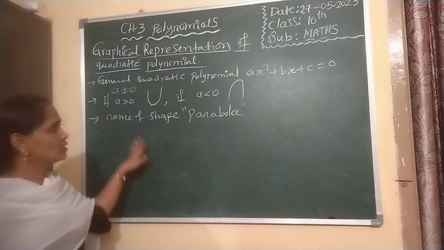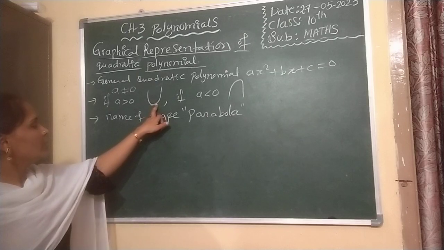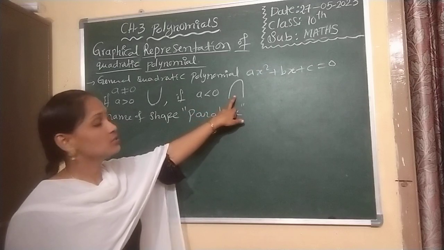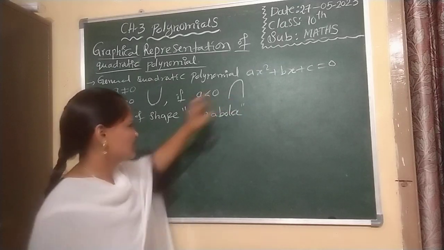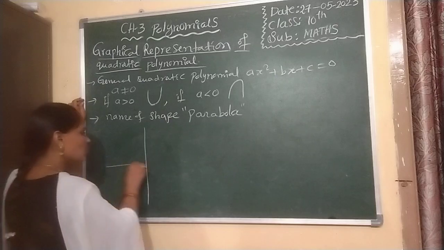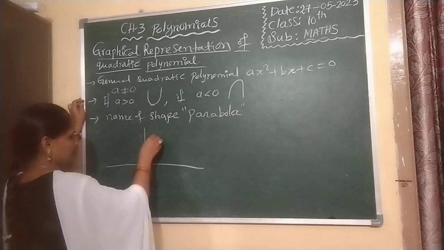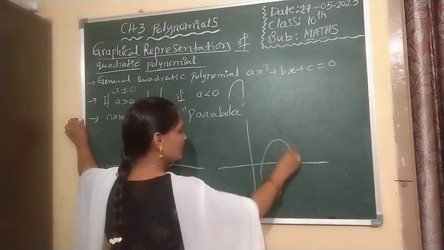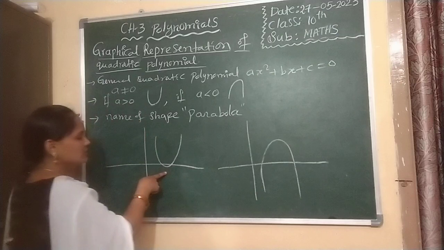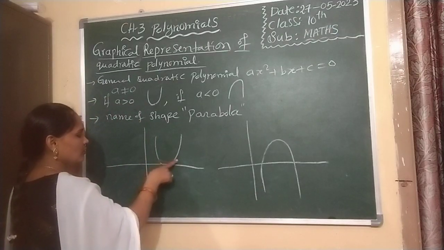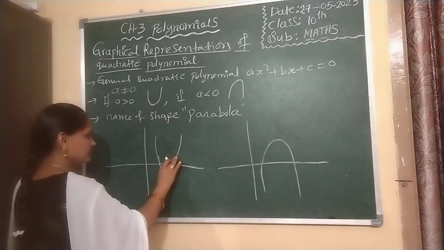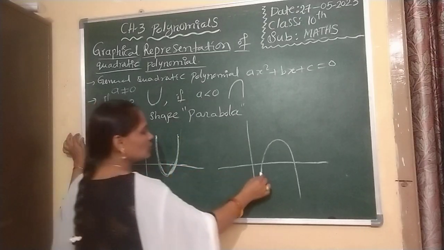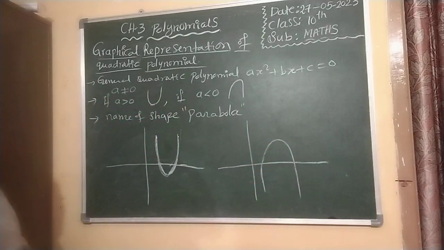Before going to that, let us erase this. Once take the screenshot. This we can call an upward parabola. This we can call a downward parabola. Simply, this is how it will look on the coordinate axis. This is the downward parabola. This is the upward parabola. Okay, let's take the screenshot.